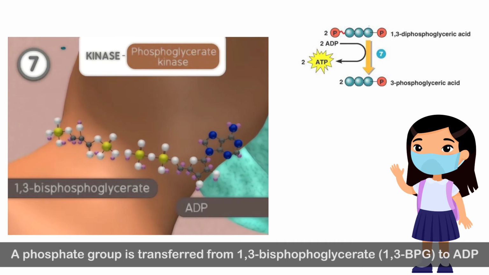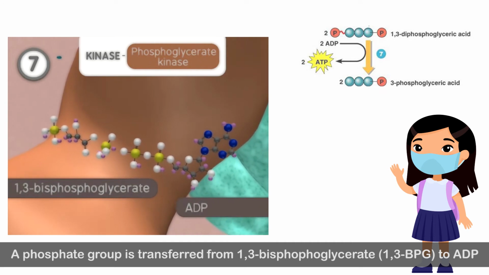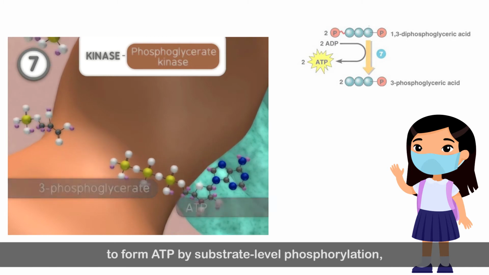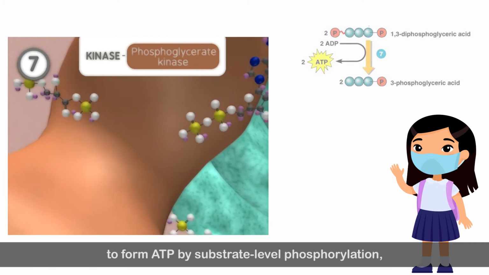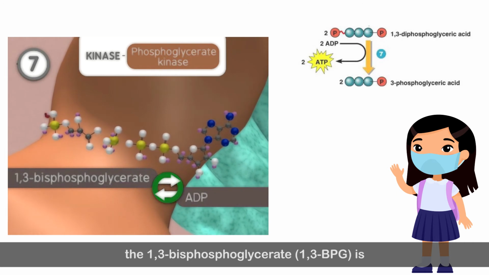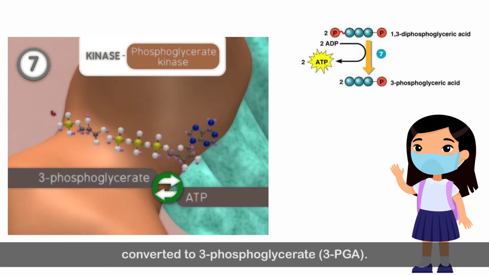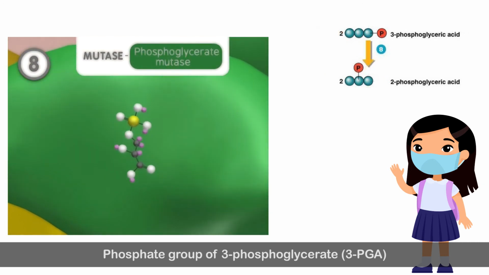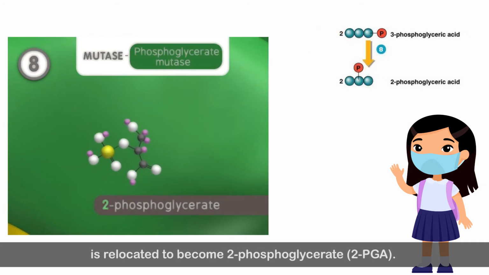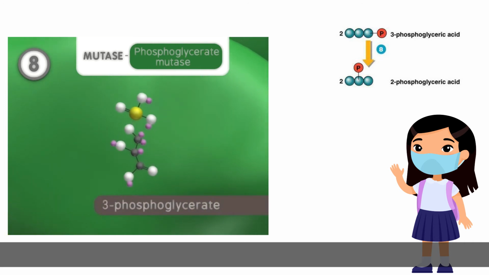Secondly, a phosphate group is transferred from 1,3-biphosphoglycerate to ADP to form ATP by substrate level phosphorylation. The 1,3-biphosphoglycerate is converted to 3-phosphoglycerate. Thirdly, the phosphate group of 3-phosphoglycerate is relocated to become 2-phosphoglycerate.